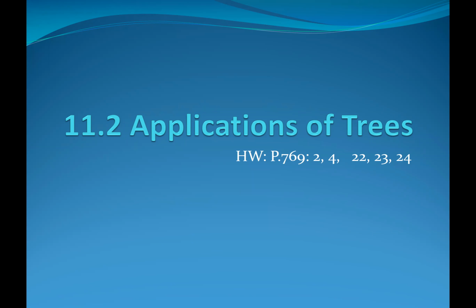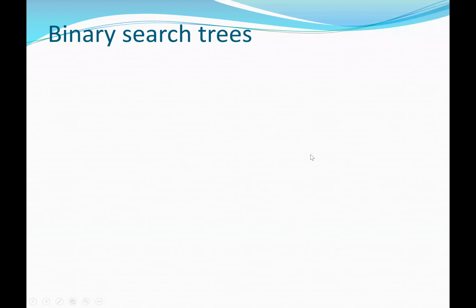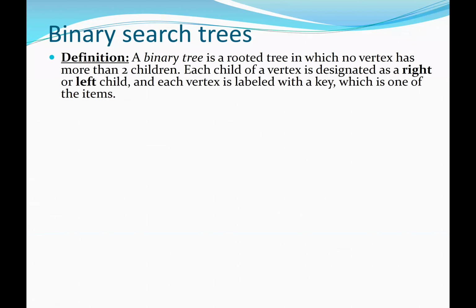Okay, so first we look at the binary tree. So what is a binary tree? We have the definition in section 11.1, right? A binary tree is a full tree with two children at each vertex. It is a rooted tree with no vertex having more than two children. Each child is designated as a right or left child, and each vertex is labeled with a key. So we focus on that.